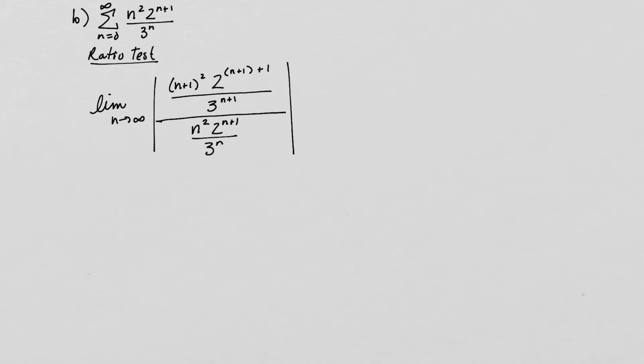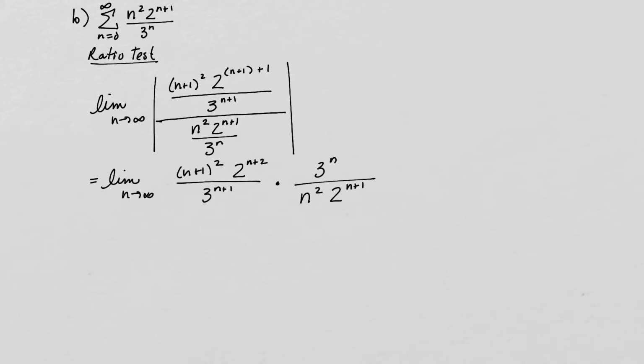Okay, so again, all of these pieces are positive, so I'm going to drop the absolute values. And the other thing is I'm going to do the keep change flip on the fractions. So this is going to become the limit as n approaches infinity of n plus 1 squared, 2 to the... Okay, so on the top, we could put those together. So I have n plus 1 plus another one. So this is 2 to the n plus 2 over 3 to the n plus 1 times 3 to the n over n squared 2 to the n plus 1. Does that make sense?